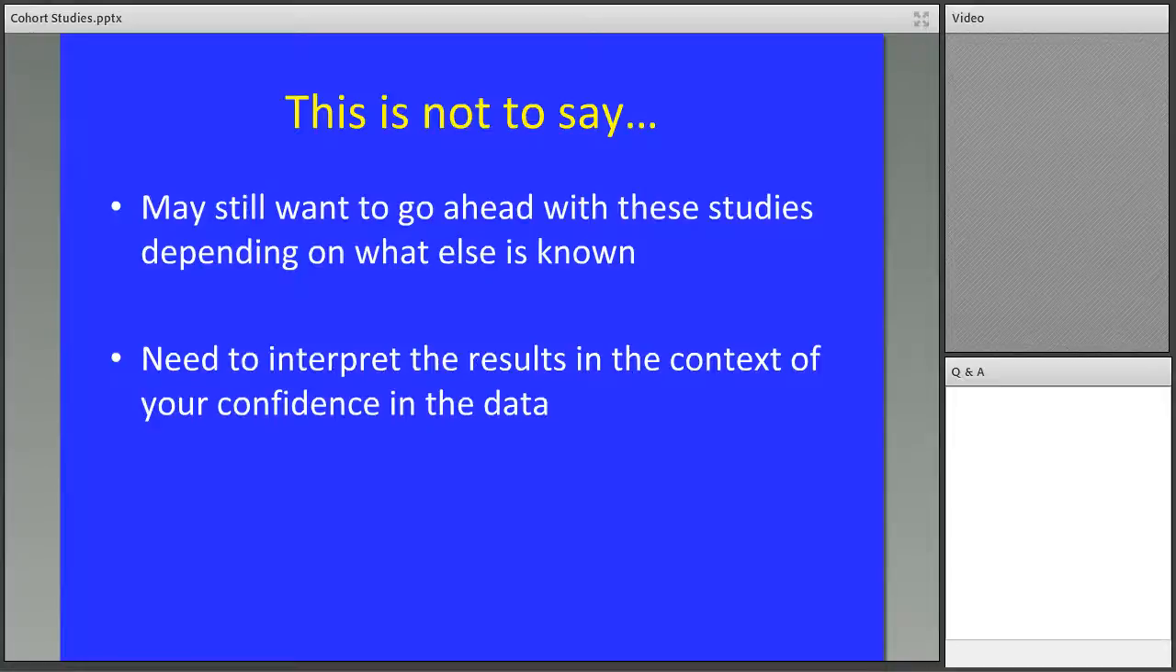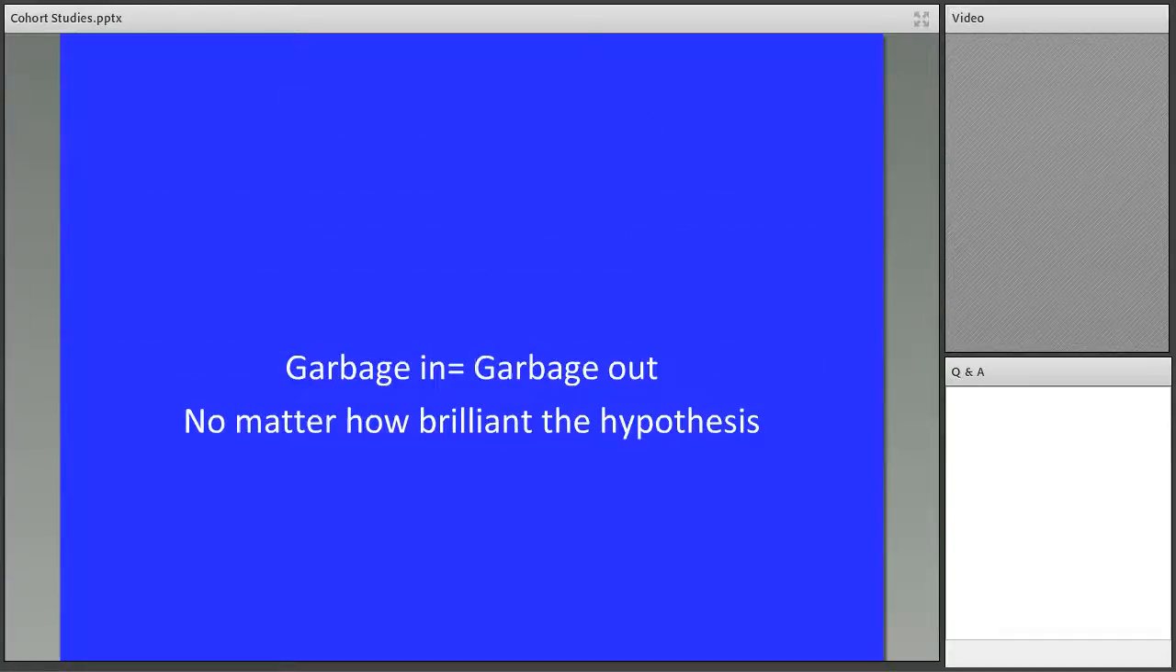So this is not to say that you don't go ahead and do the study. Sometimes you get the best data you can get, and you go ahead with it. But you need to interpret the results in the context of your confidence in the data. You can't just say, I had a randomized trial, or I had a cohort, therefore it's excellent data. You have to understand the nuances of your data source and how you selected your exposures and outcomes to know how strong that study is. There's a wide variety of strength even within cohort studies. The bottom line is garbage in equals garbage out, no matter how brilliant your hypothesis is.